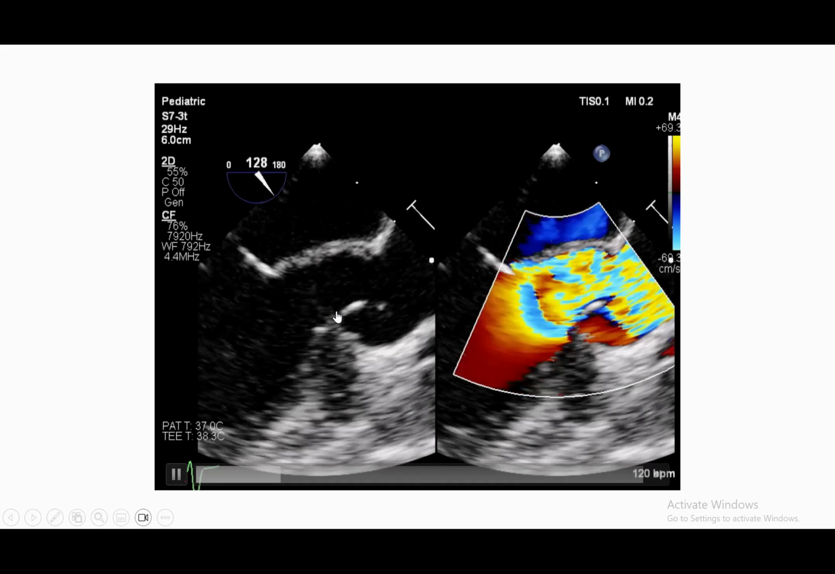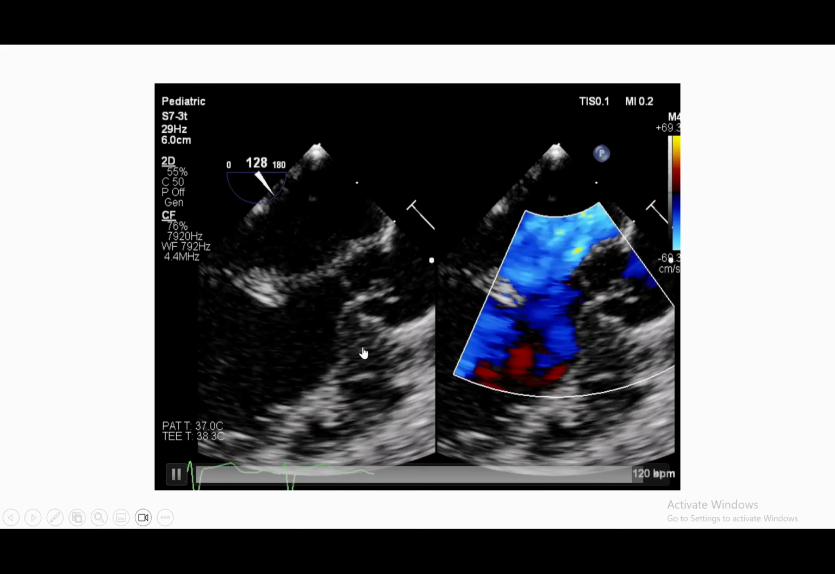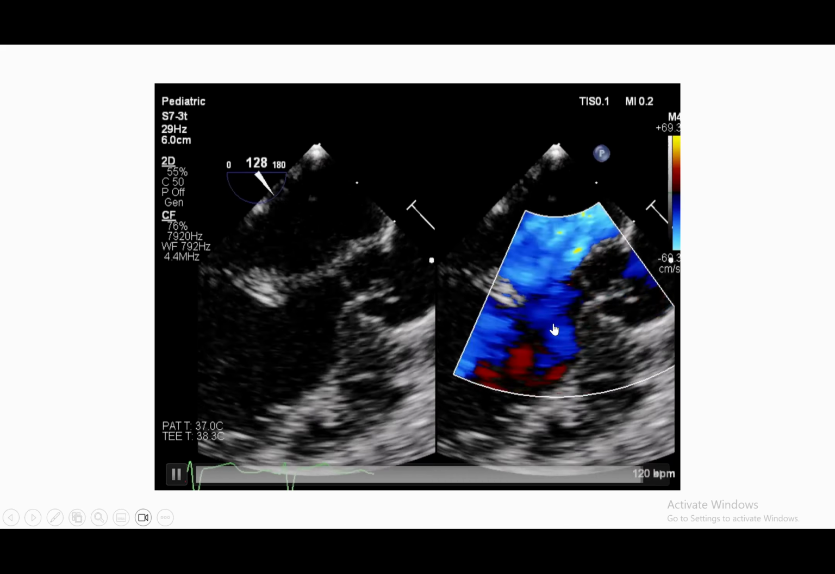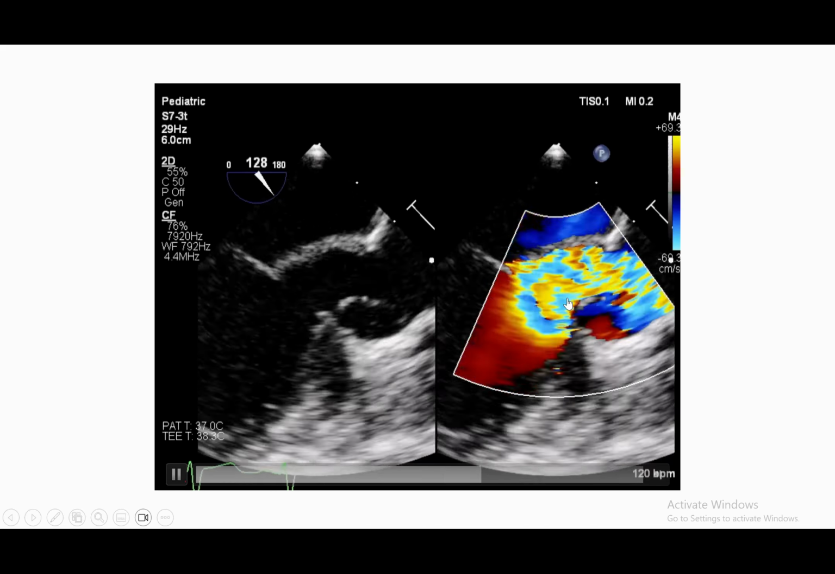This is also a subaortic membrane. And you will notice that the gradient starts from below the valve in this area. This is the PISA for the blood flow. This is also a membrane below the aorta, subaortic membrane.